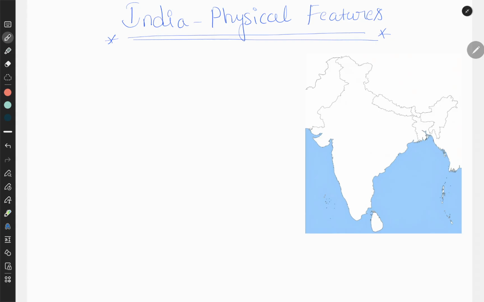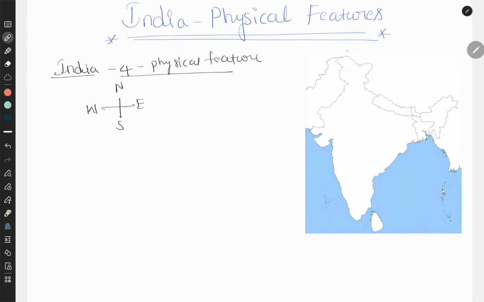Good morning, all. Today we will discuss the Indian physical features. So, in Indian physical features, India is surrounded by four major, important features on the north, south, east and west.